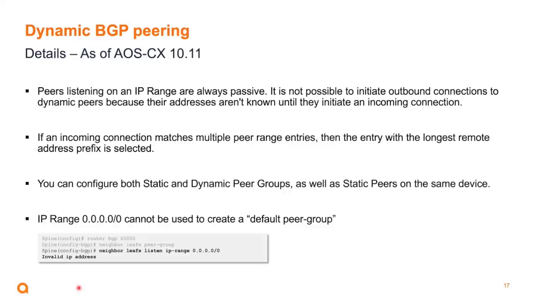Another important thing is the fact that as of today, we cannot use 0.0.0.0/0 as an IP range to get a kind of default group. This is not supported by the system, as you can see in this example. It will tell you that the IP range that you are trying to configure is invalid.